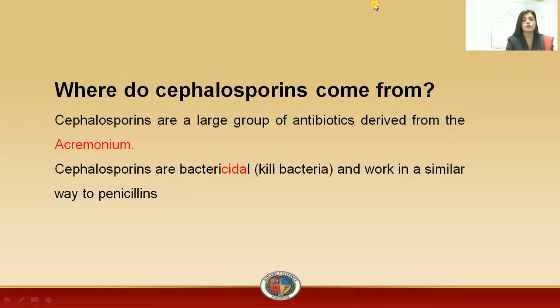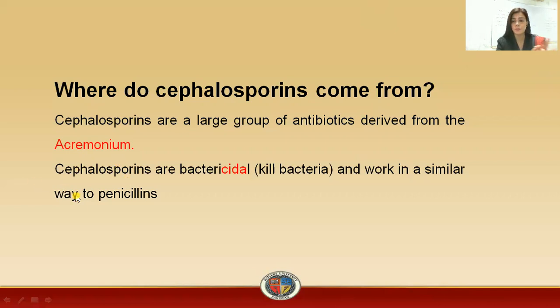Students, in this lecture, we will discuss cephalosporins. Now, where do cephalosporins come from? They are from a fungus, that is Acremonium. These cephalosporins are bactericidal, that is they have the ability to kill the bacteria. And you know, the other term is static, that is they will just arrest the growth of the bacteria.